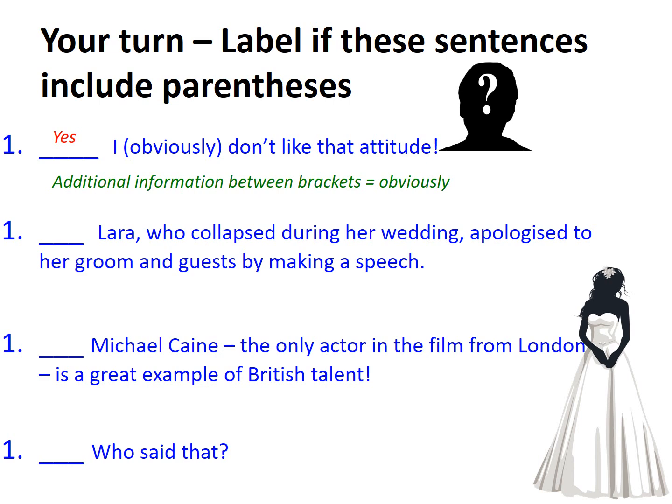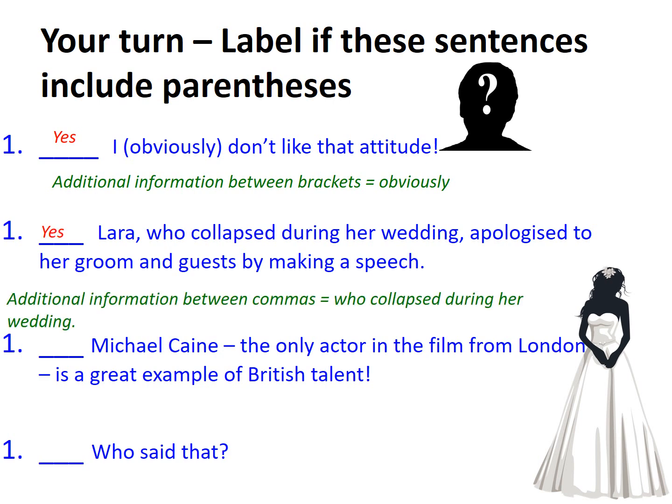Lara, who collapsed during her wedding, apologised to her groom and guests by making a speech. Poor Lara. We can see here that we're including parentheses between the two commas, where it says, who collapsed during her wedding. That's an indication for us of the additional information. We realise why she's apologised to her groom and her guests by making a speech.